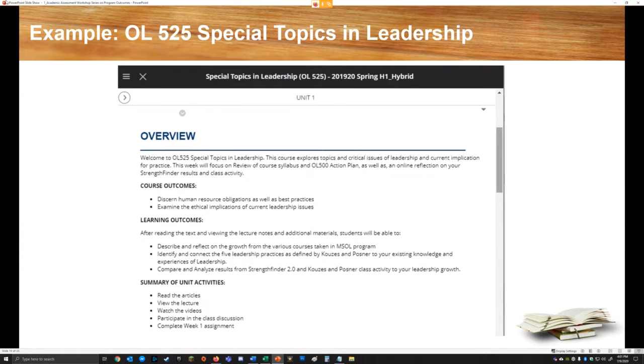And so those outcomes for this particular one describe and reflect on the growth from the various courses taken in MSOL. So going back, looking at things, and also identifying and comparing. These are just some elements that we're adding, not only as a course outcome, but also as weekly outcomes. So that's what you see in the courses as you're building these courses. Go to the next one.